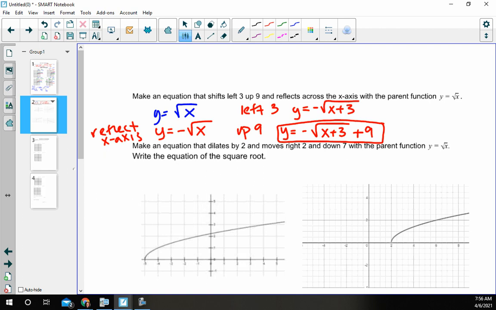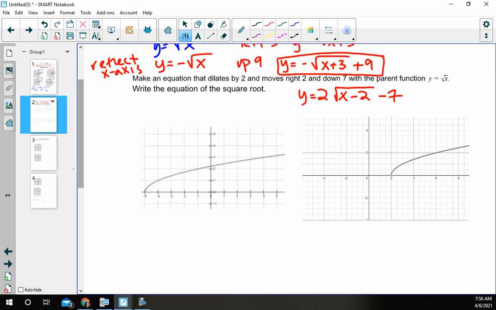So we're going to put that 2 in the front with our reflection. And then, okay, the right 2 is -2 or +2? Down 7, we should have -7. That is my dilate of the 2.